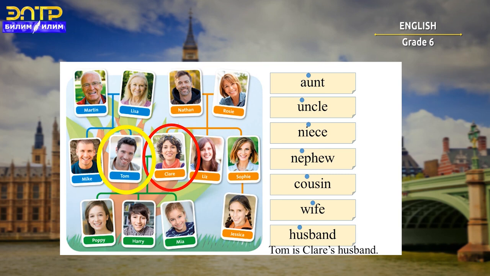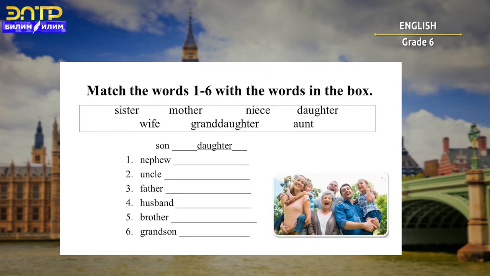Now it is the best time to practice. Your task is to match the words 1-6 with the words in the box. Sister, mother, niece, daughter, wife, granddaughter, and aunt. So if we have son, we put daughter. Please do the other parts yourselves.